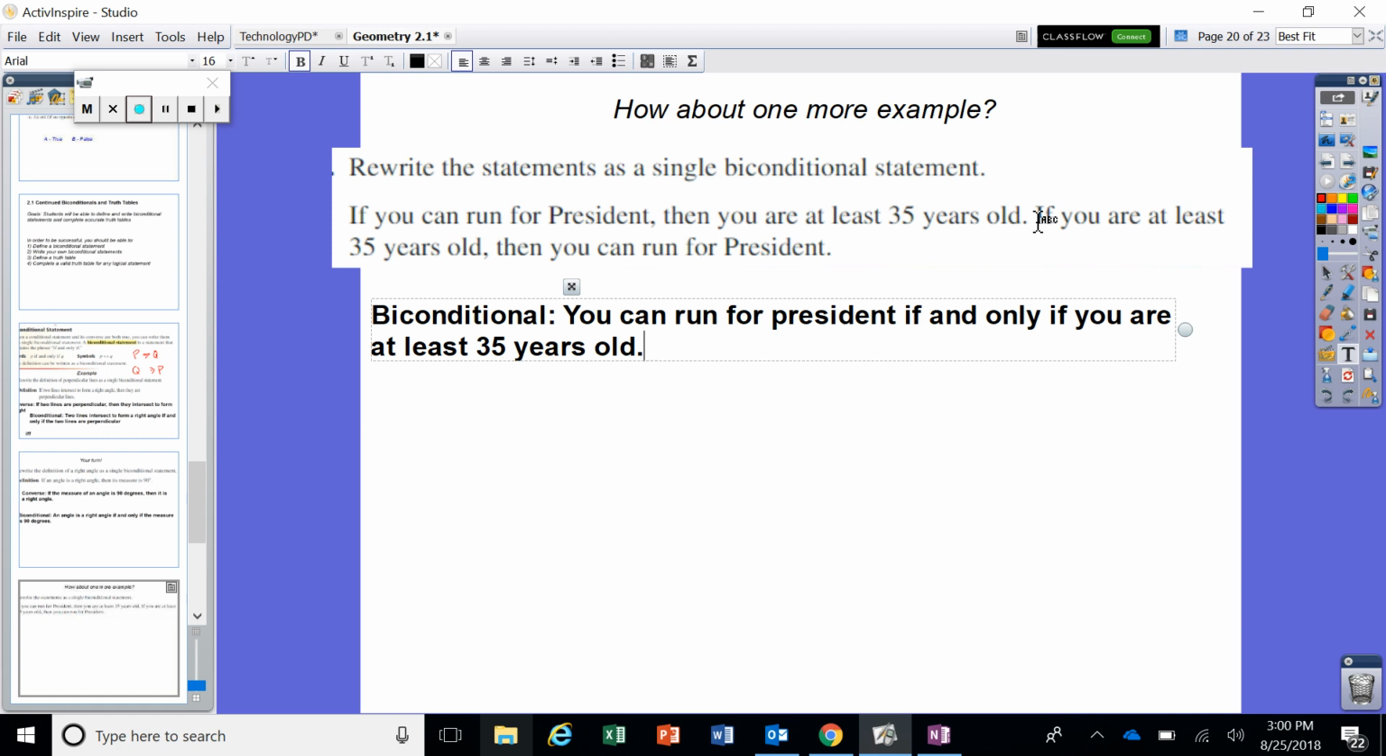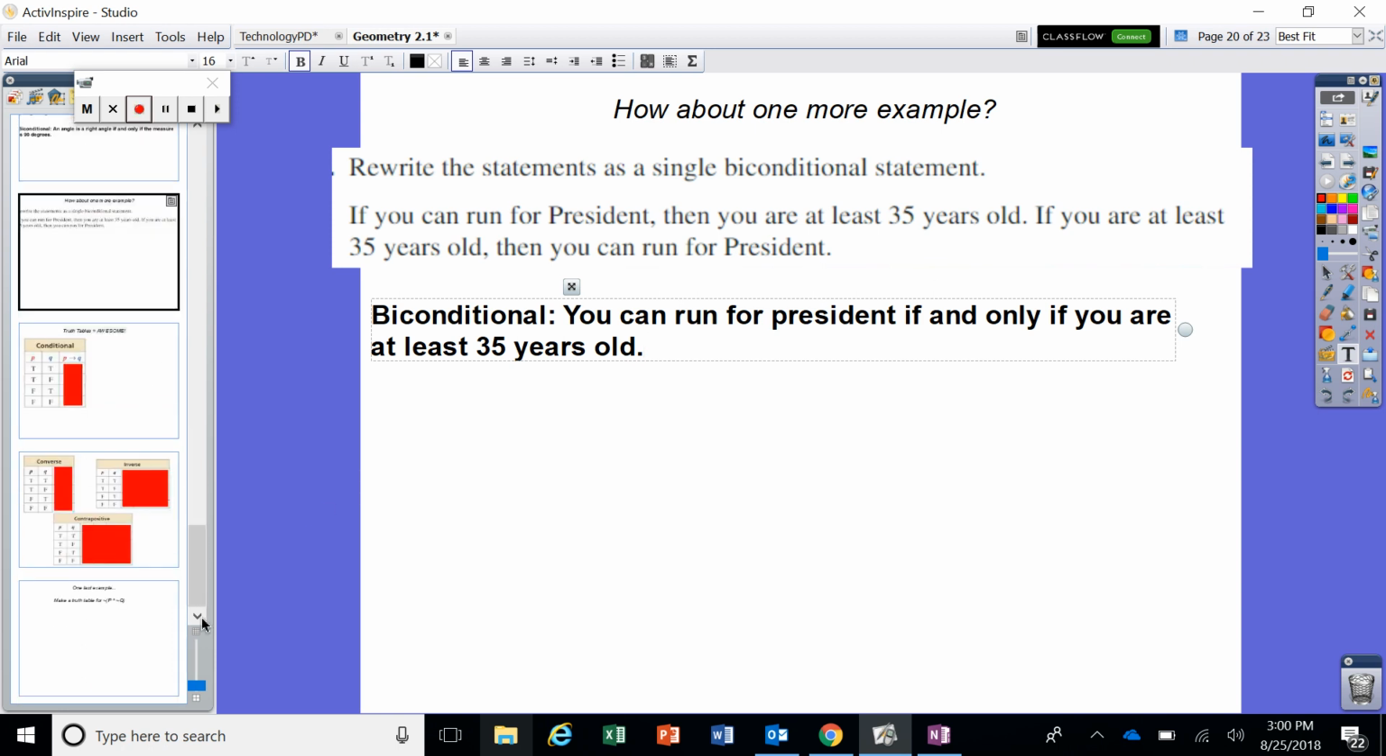I hope that makes sense, guys, because it's true. Like, you are 35 years old if and only if you're running for president. It's kind of an awkward statement to say, but it's true as well, right? So there's a way to utilize it in a real life example. So hopefully biconditionals aren't too much of a challenge for us as we dive into our next topic of this video, which is to look into truth tables.